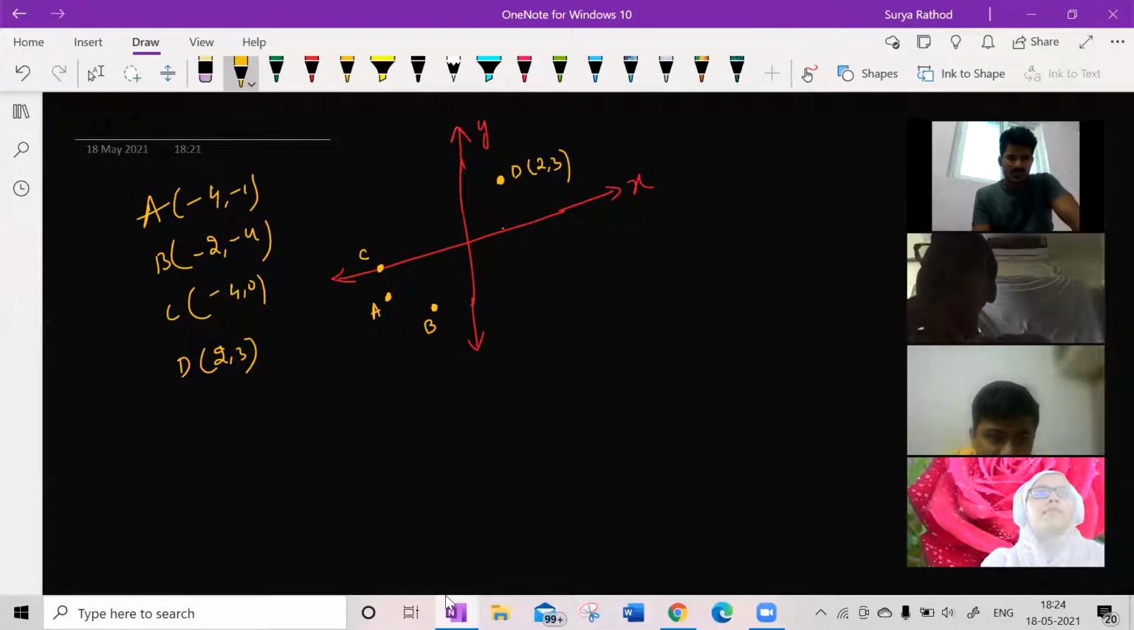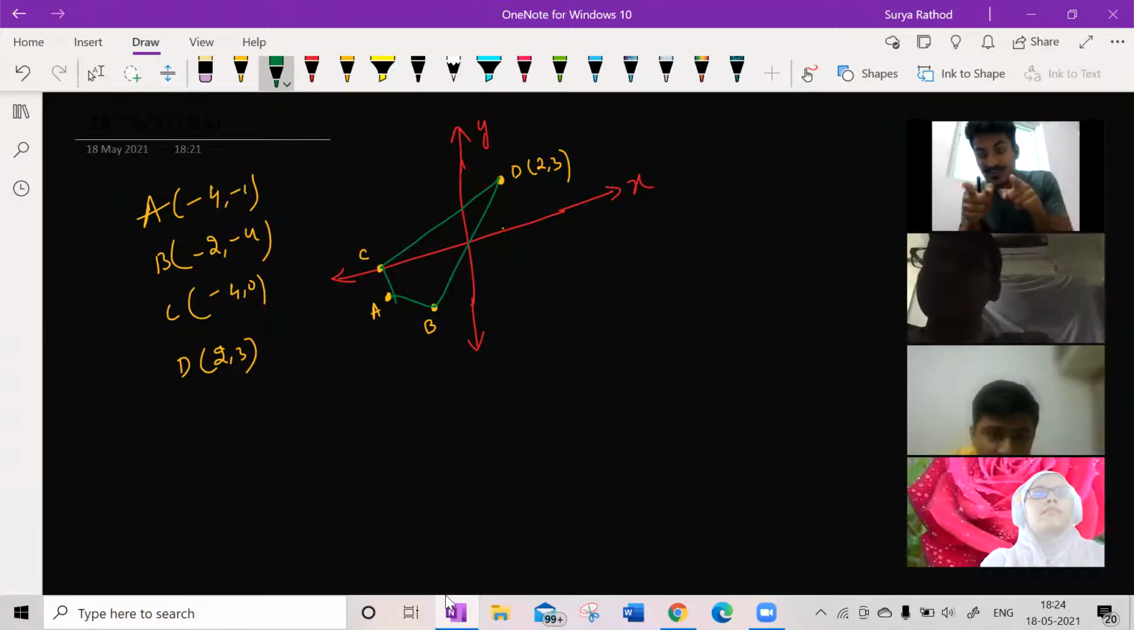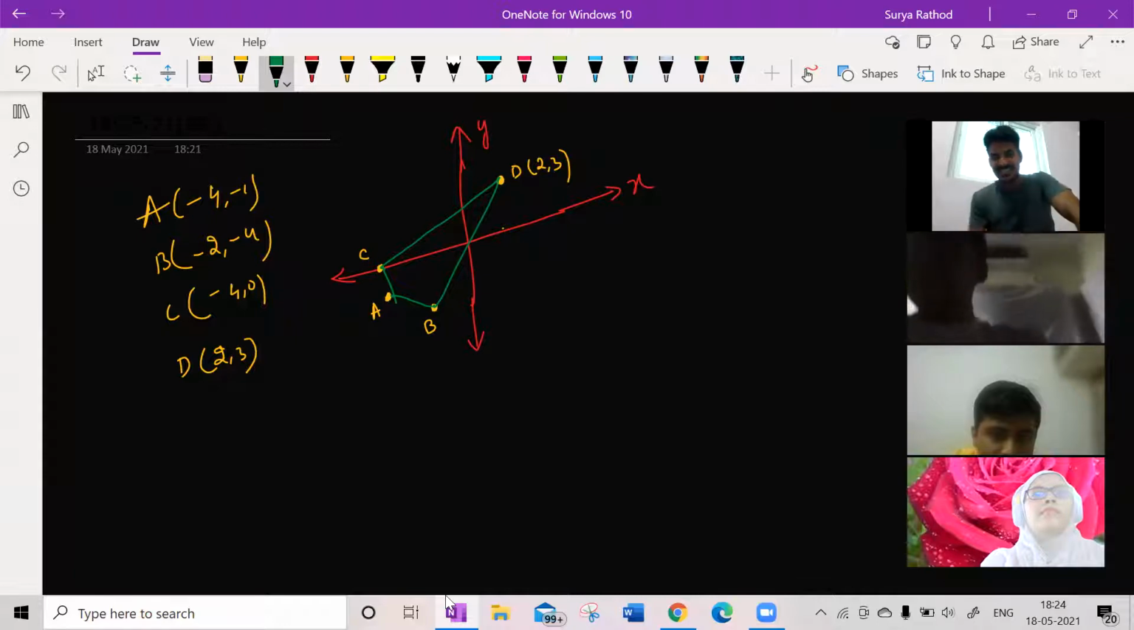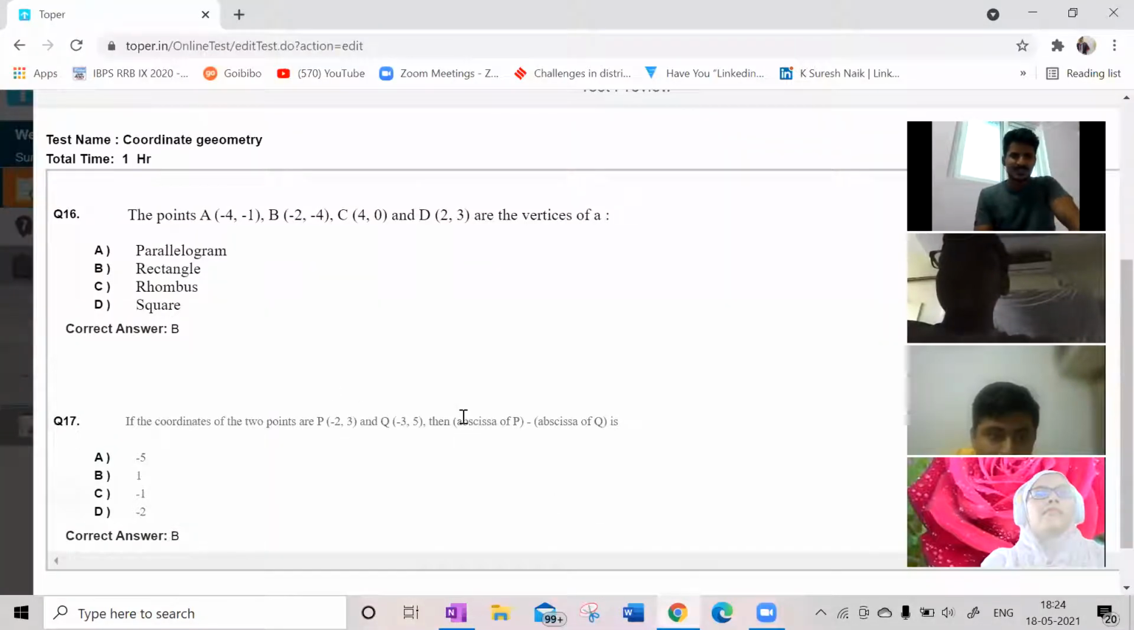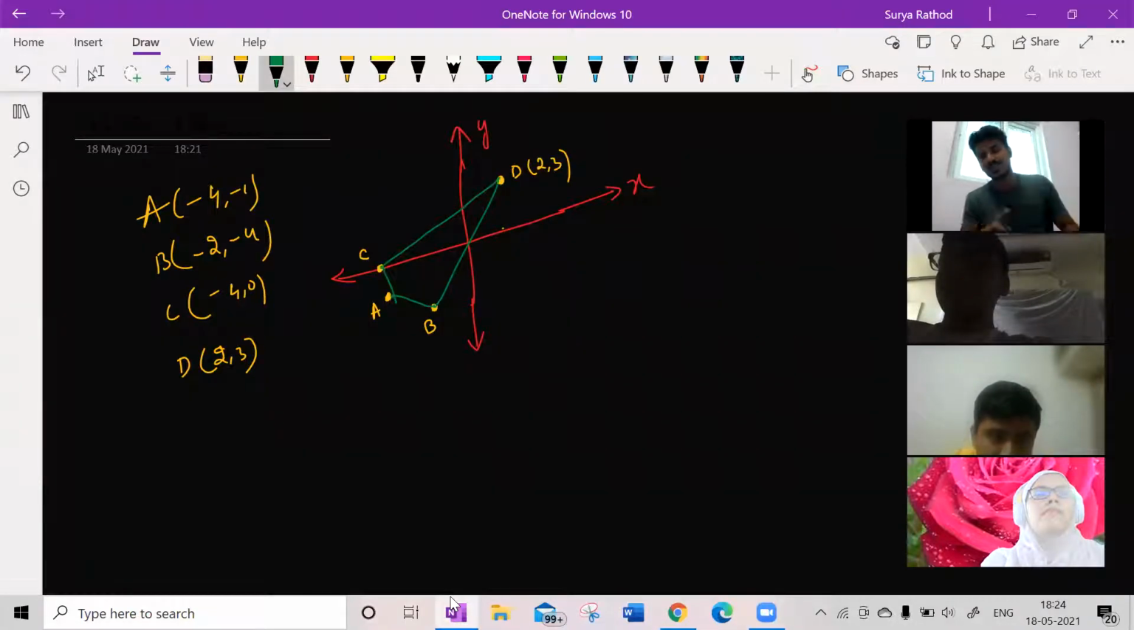Sir, it's showing rectangle. How come it shows that? Are you getting a rectangle? No, you are getting a kite, sir. Yes, it is a kite. So look at this, we do not have that option, so this answer is also wrong. The question might be wrong. Actually, the option must be kite.